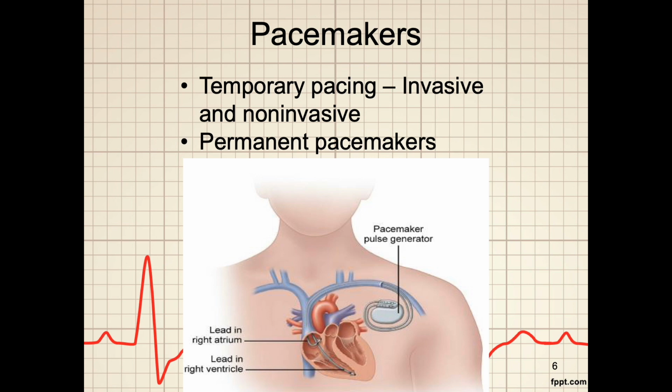This illustration shows the pacemaker pulse generator attached to the heart via the leads coming from that pacemaker. And in this case, we have a lead in the right atrium and a lead in the right ventricle, which allow us to do what's called AV pacing, or atrioventricular pacing.